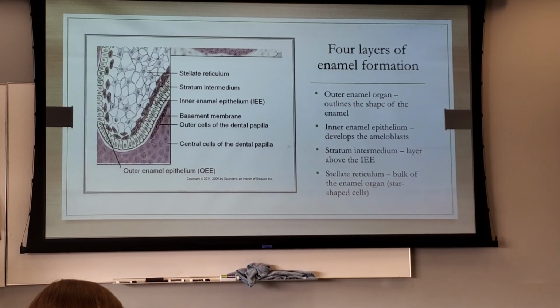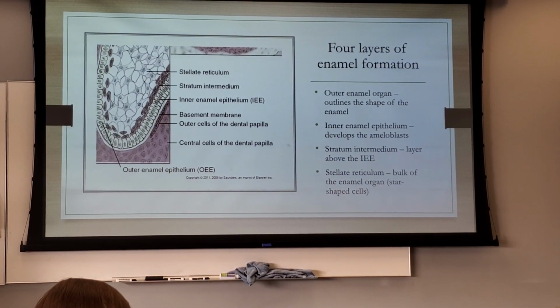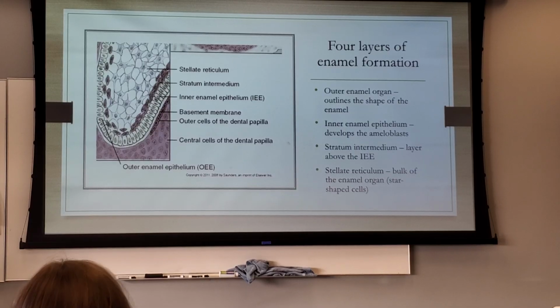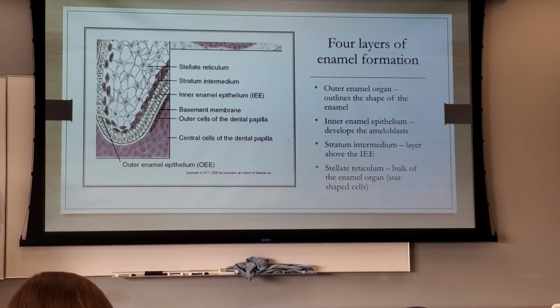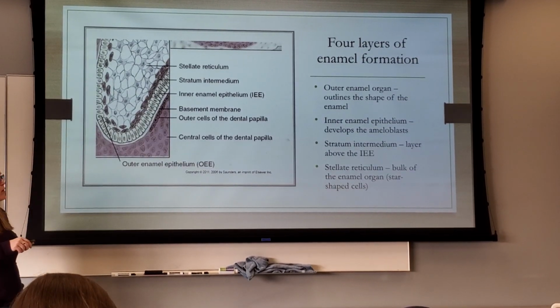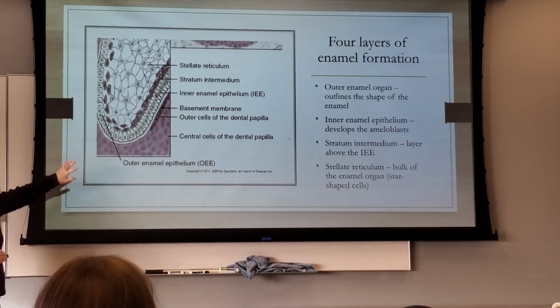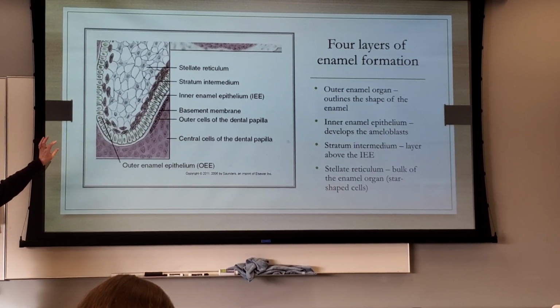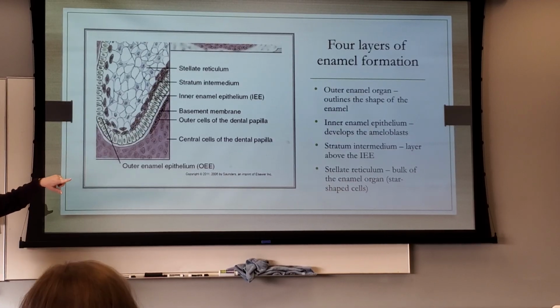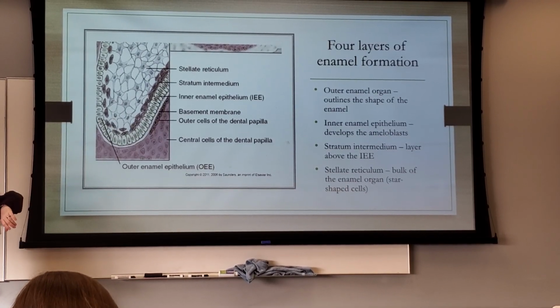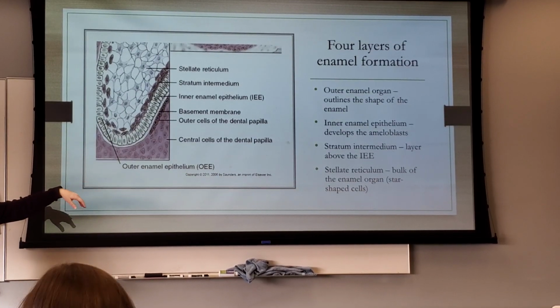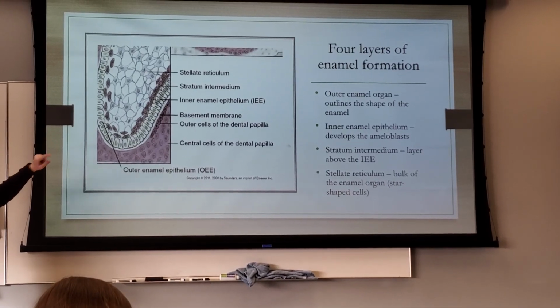So there are 4 layers of enamel formation. Again, you have that outer enamel organ, which outlines the shape of the enamel. The inner enamel epithelium helps to develop those ameloblasts. Then we have the stratum intermedium, which is the layer above the IEE, or the inner enamel epithelium. And then the stellate reticulum is the bulk of the enamel organ, or those star shapes.